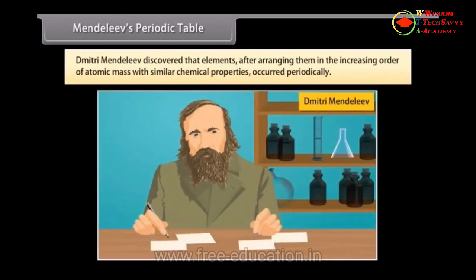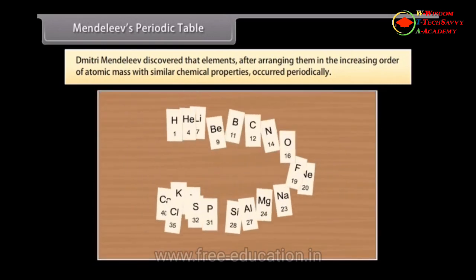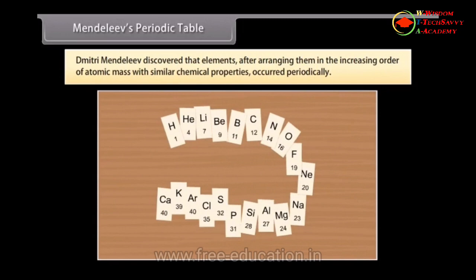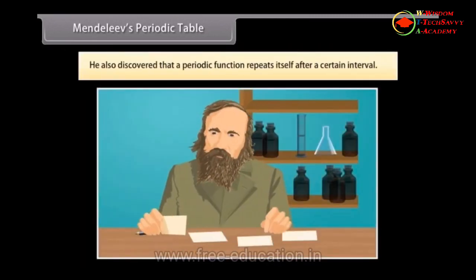Mendeleev's periodic table. Dmitry Mendeleev, a Russian chemist, discovered that elements, after arranging them in the increasing order of atomic mass, with similar chemical properties, occurred periodically. In 1869, he stated this observation in Mendeleev's periodic law. He also discovered that a periodic function repeats itself after a certain interval.